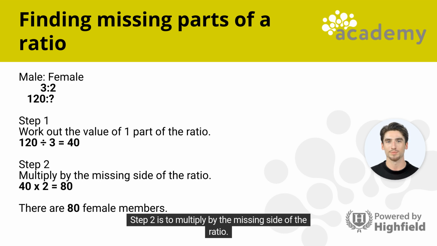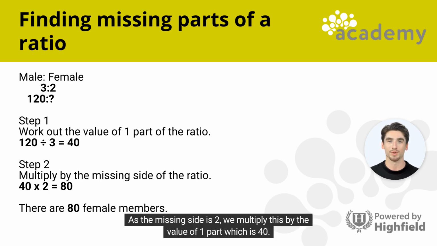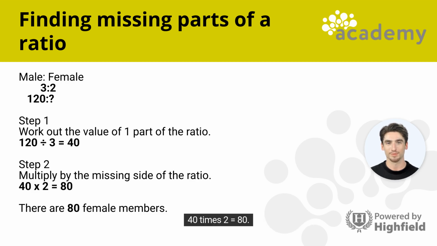Step 2 is to multiply by the missing side of the ratio. As the missing side is 2, we multiply this by the value of one part, which is 40. 40 times 2 equals 80. This tells us there are 80 female members.